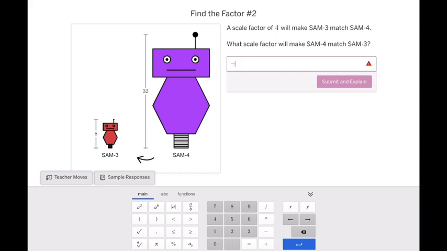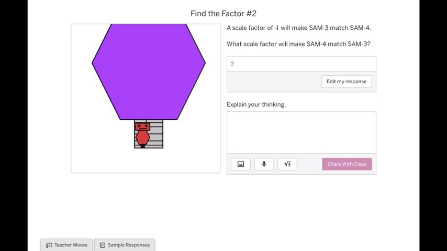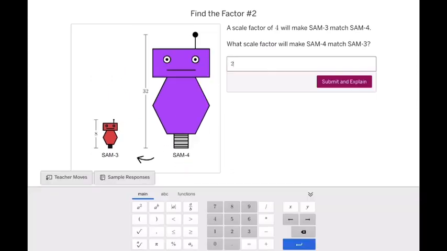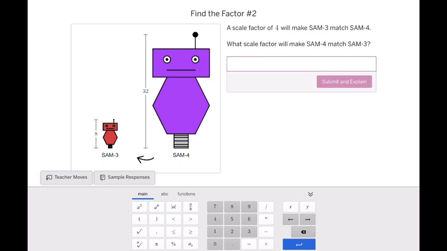So let's see. I'll try 2, right? But the purple just gets bigger, right? So SAM4 is just getting bigger. I want SAM4 to get smaller. We try 0. But now he's gone. So I'm trying to go from 32 to 8. So what do I multiply 32 by to get to 8? And the answer is 1/4.